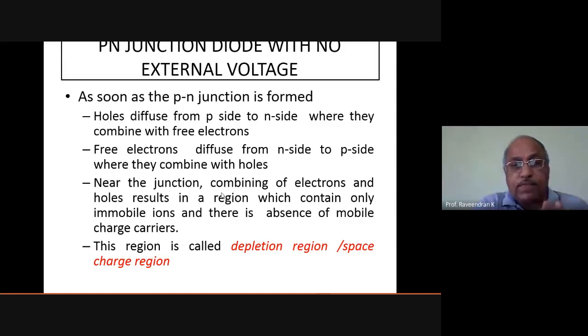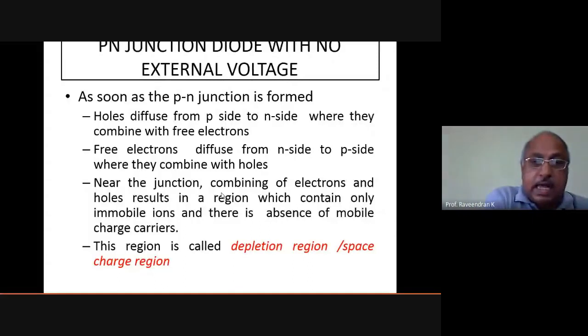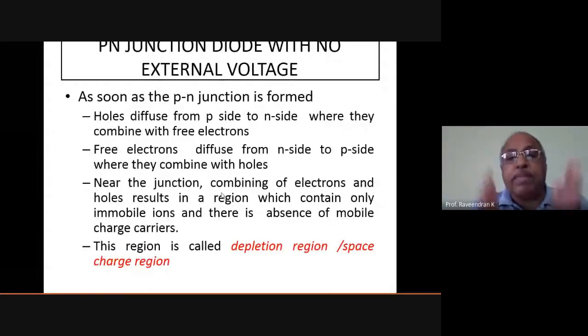The holes from the p side diffuse from the p side to the n side, where they combine with the free electrons available. And the free electrons in the n side, there will be a large number of them, will diffuse to the p side and recombine with the holes available there. So near the junction, the combining of these electrons and holes results in a region which contains only immobile ions.